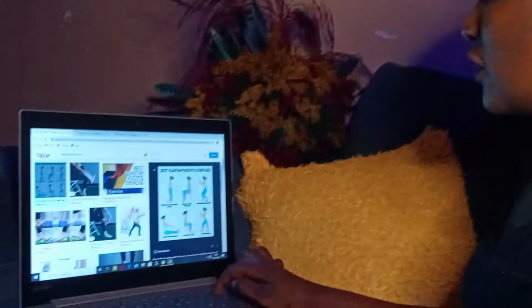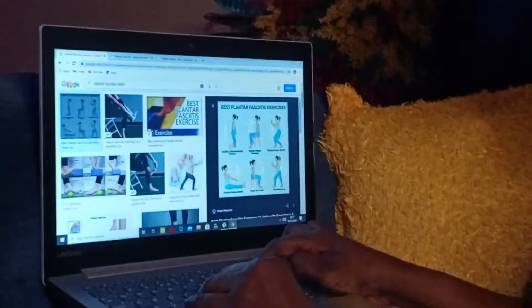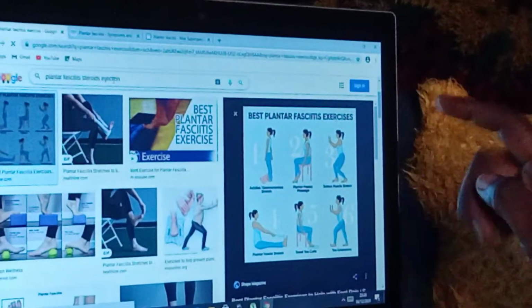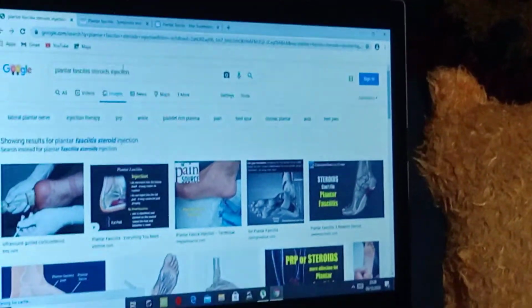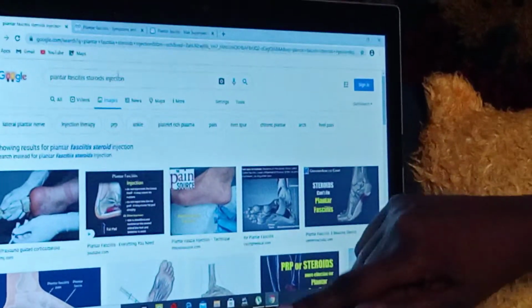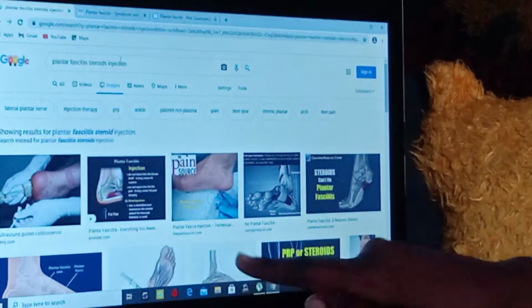So guys, apart from the home therapy you have seen, we have something else we look at. If all this does not work and it is very severe, the orthopedic can always advise you to get what we call the plantar fasciitis steroid injection. Let's look at that. Steroid injection. So this one, guys, is done by a specialist, a consultant who is specializing in this. It doesn't just happen at the outpatient. So you can look at this.